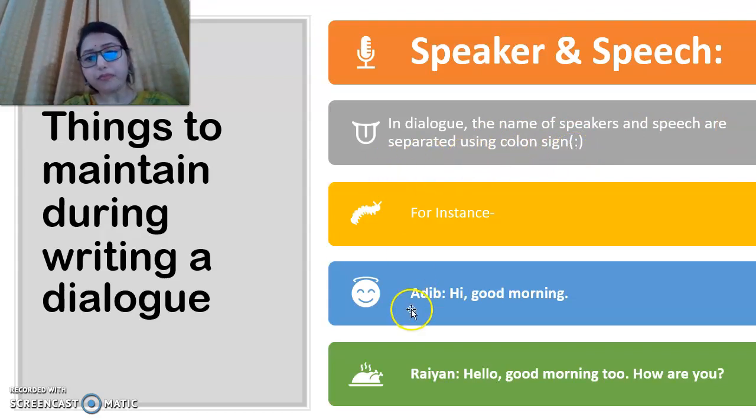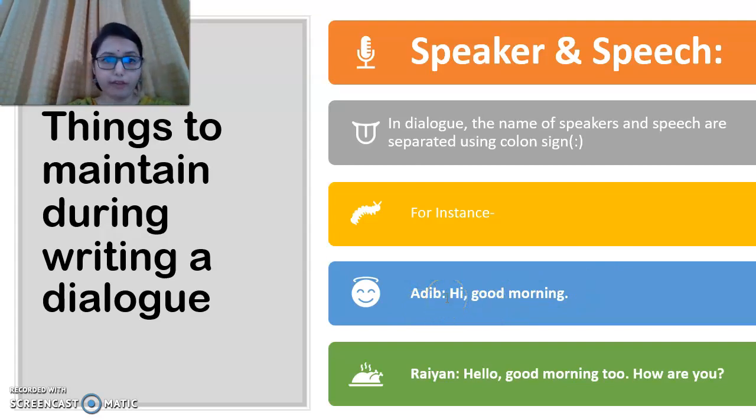Such as you are writing about one speaker, Adib. Adib is the name of the speaker, and "Hi, good morning" is the speech of Adib. It has not been written together. There is a separation between speaker and speech, and this separation has been done using a colon. So whenever you write a dialogue, you must use this punctuation mark. After the speaker, you will have to use a colon sign.